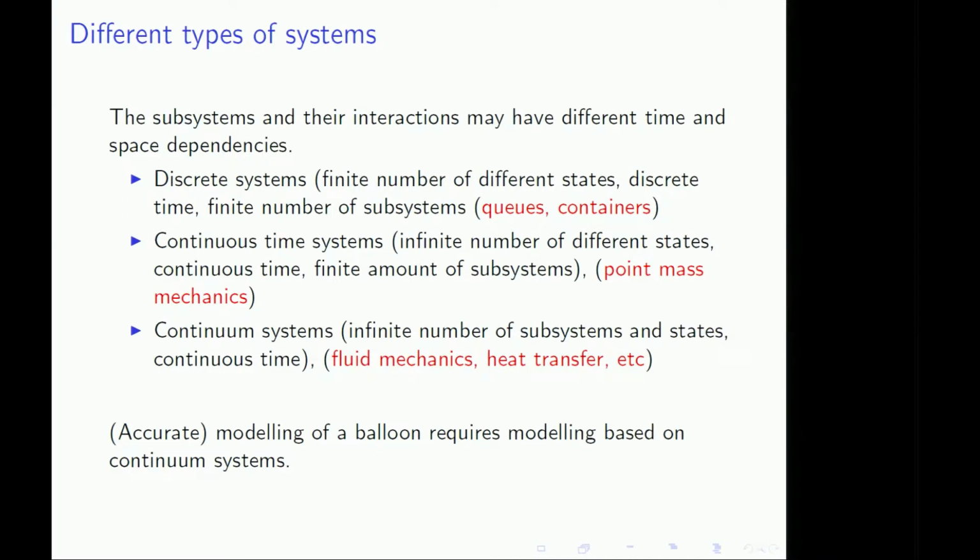There are different types of systems, qualitatively different types. The subsystems and their interactions differ with respect to how they behave as functions of time, functions of space, and so on. There are systems that we call discrete. The characteristic feature is that their states are of discrete kind, so there is only a finite number of different state values that are possible.